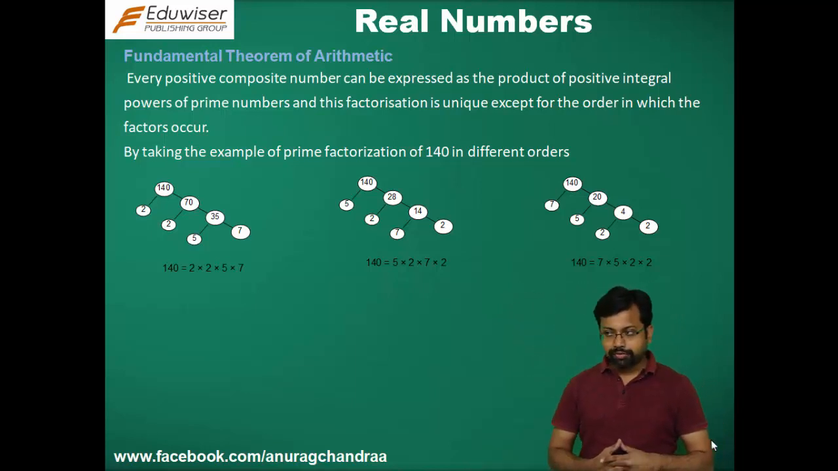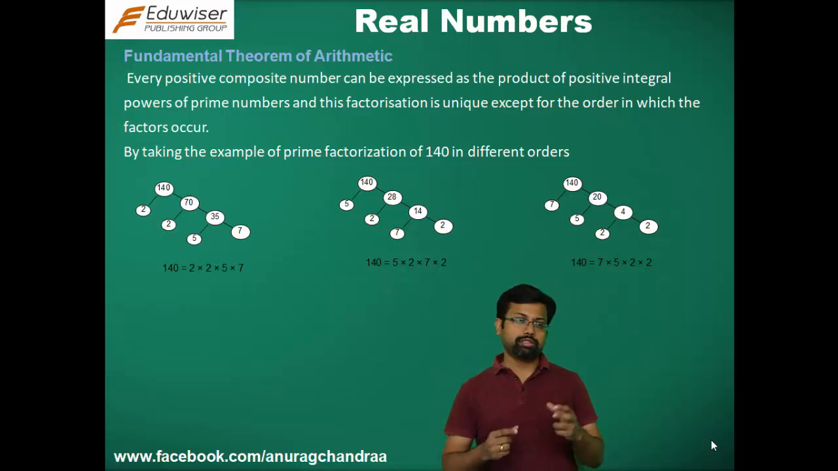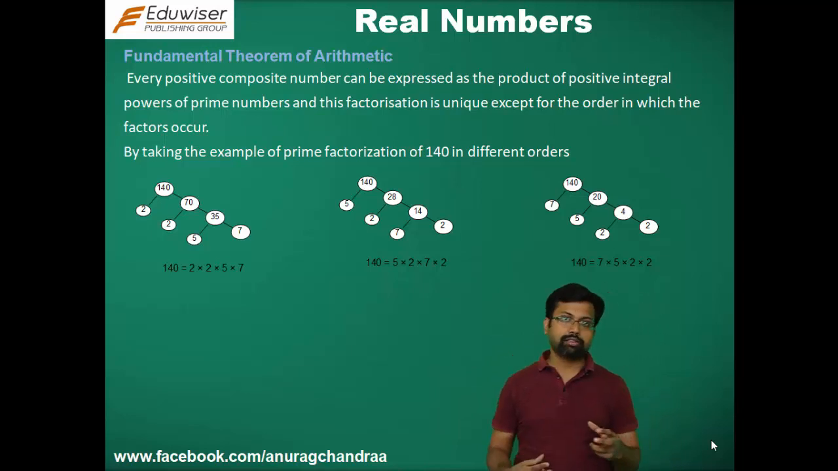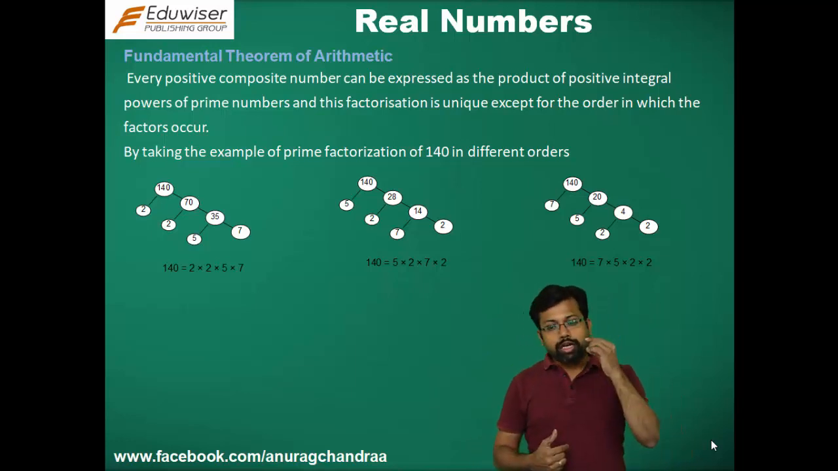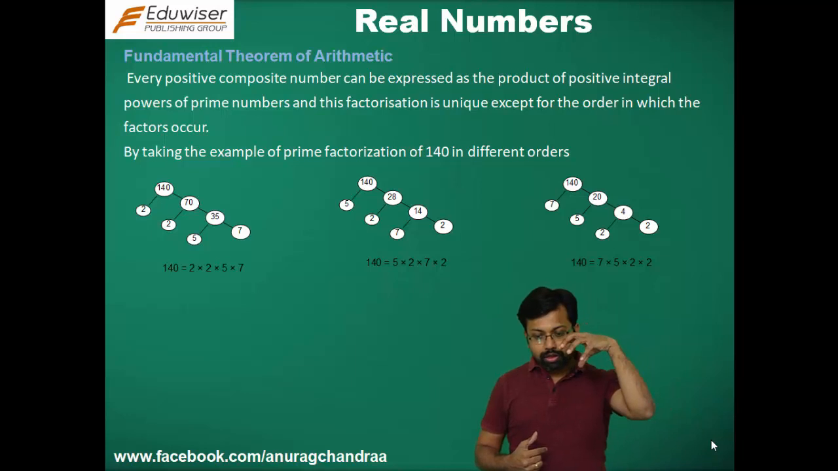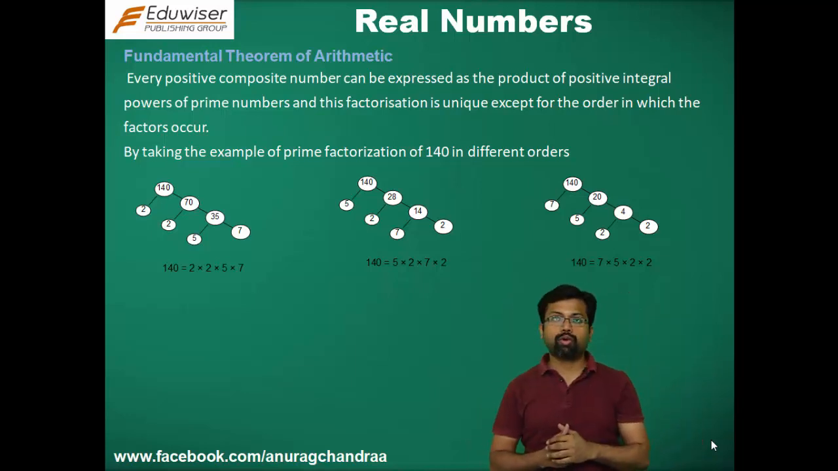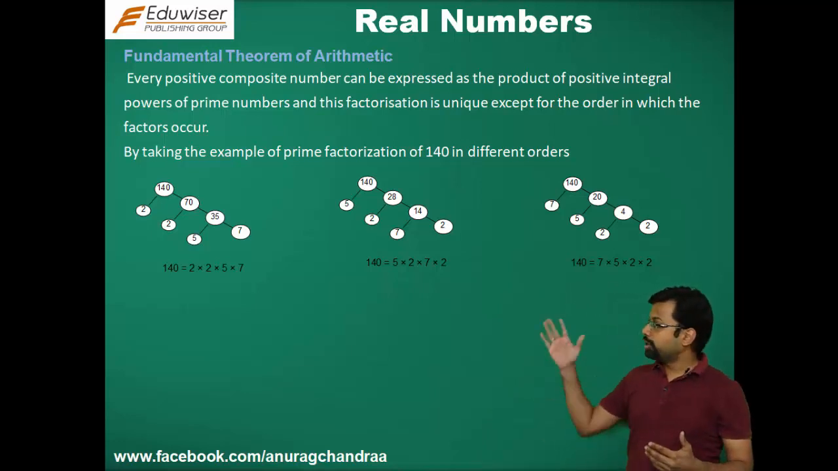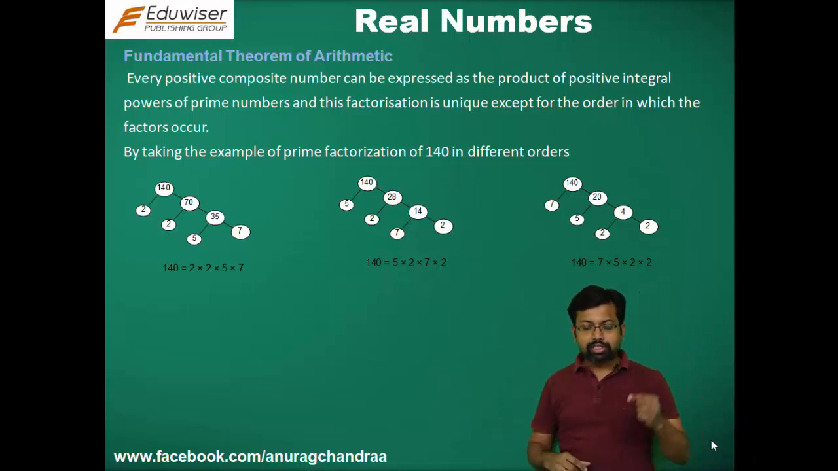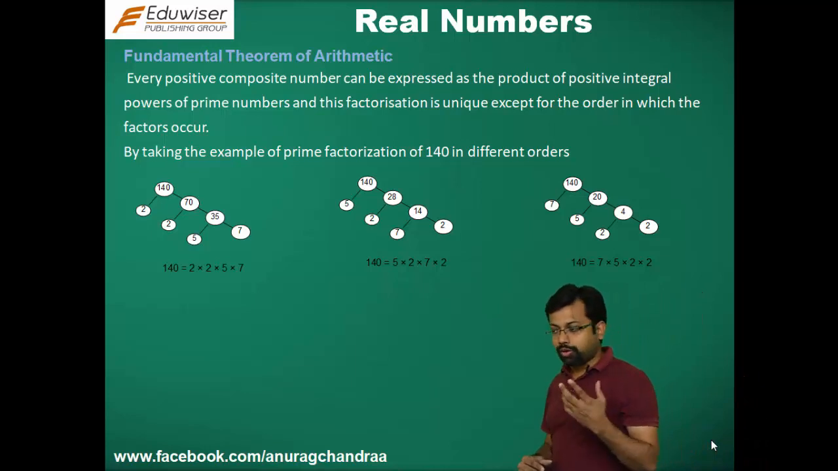Now it says that any composite number can be factorized into prime factors. You can have prime factors with different powers, but the prime factors would be unique. For example, you can see here the number 140. 140 is a composite number, right? It has more than two factors. When you start factorizing it, you see that 2, 5, 7 are the unique prime factors of 140.